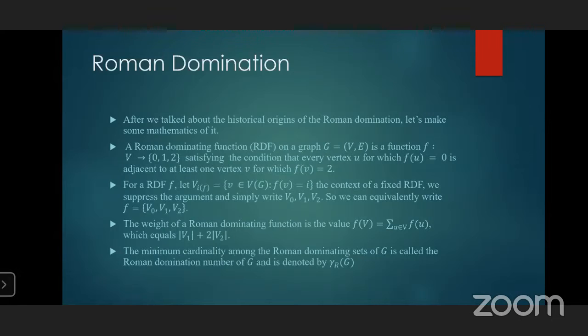The weight of a Roman dominating function is the value of this sum, which equals |V1| plus 2 times |V2|. The minimum weight among the Roman dominating functions of G is called the Roman domination number of G and is denoted by gamma_R(G), which we are going to present in this paper.